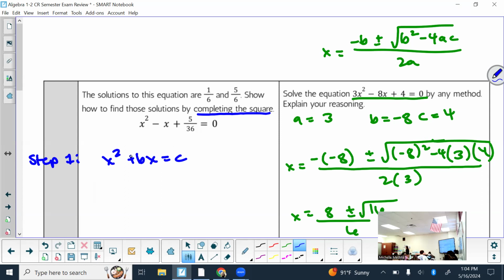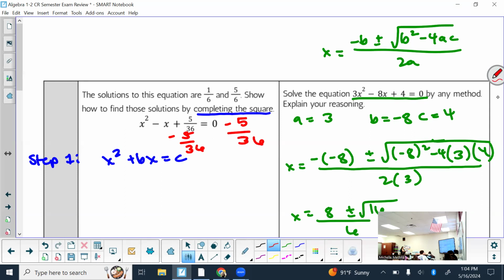For completing the square, it's the only one that doesn't want it set equal to 0 in standard form. It wants your constant term, the single number, to be on the other side. How do I move this to the other side? Subtract it, whatever you do on one side. Okay, make that a 5. But yeah, first step would be to rewrite it.